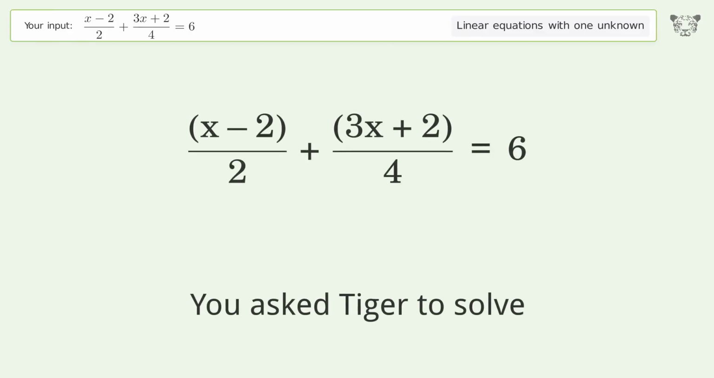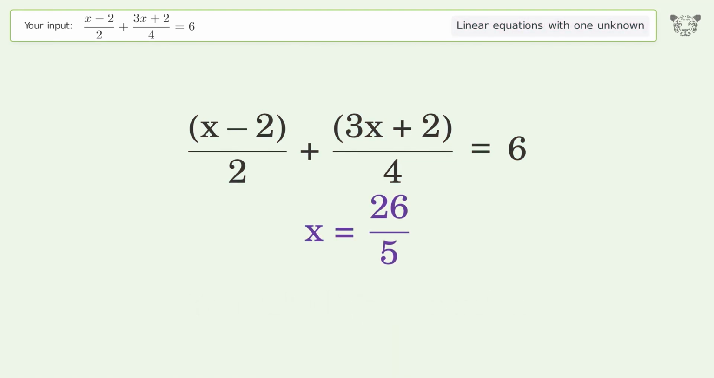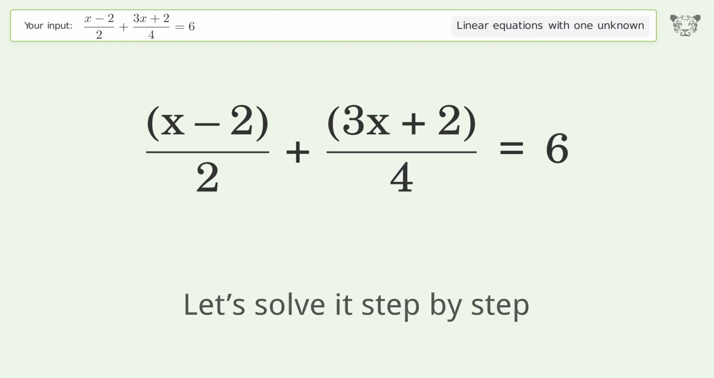You ask Tiger to solve. This deals with linear equations with one unknown. The final result is x equals 26/5. Let's solve it step by step.